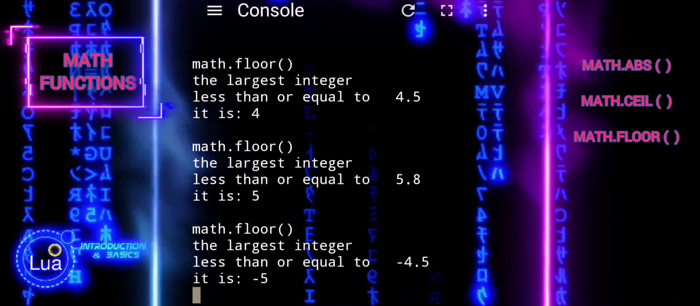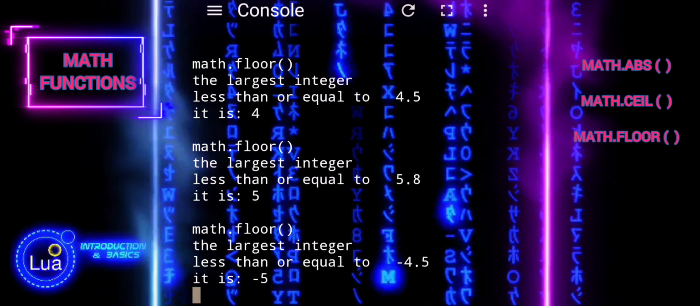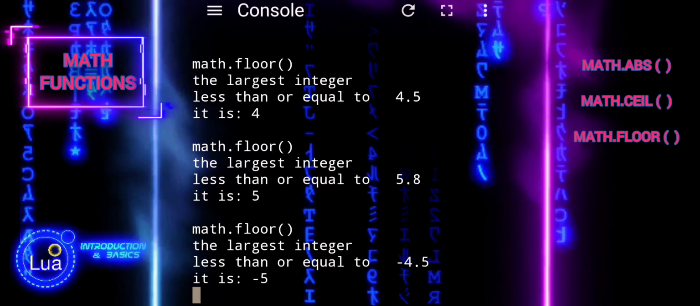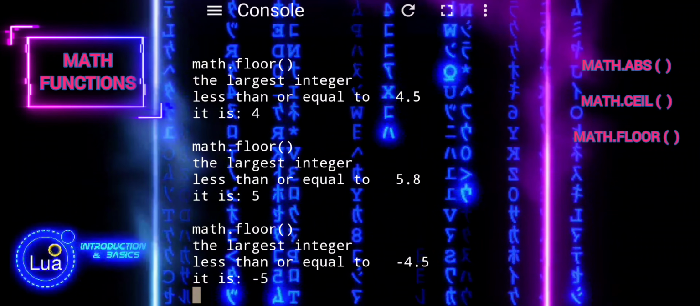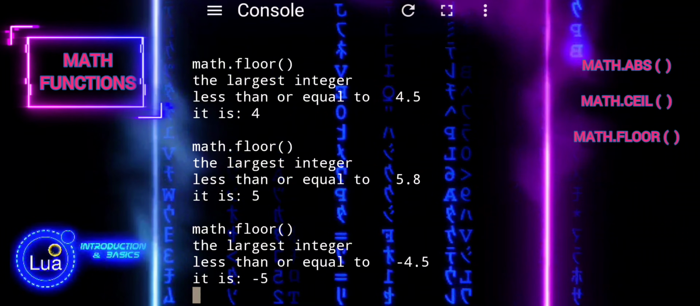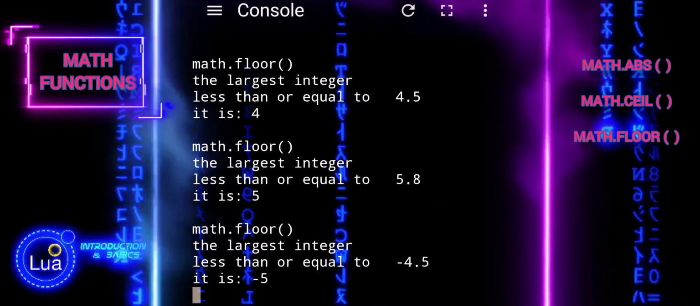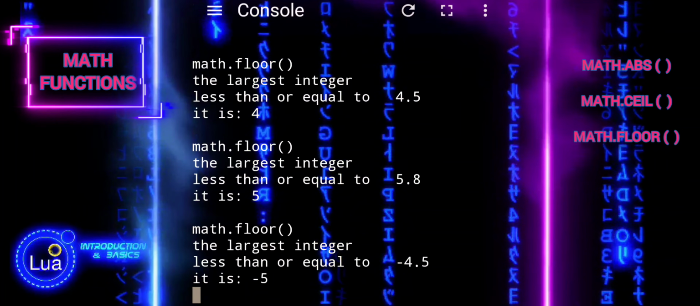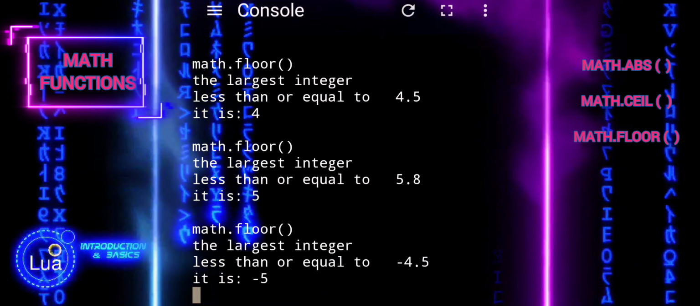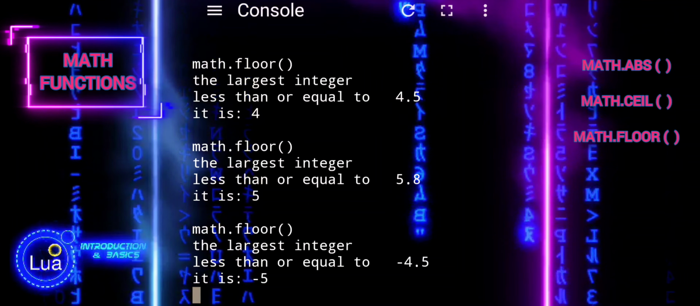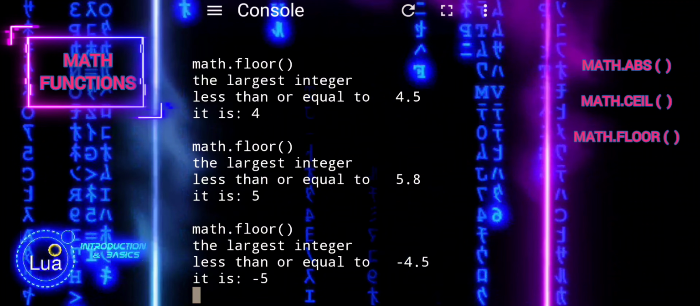Variable z equals -4.5. For negative numbers, math.floor still returns the largest integer less than or equal to the given number. Since z is negative, the result is -5 because it is the largest integer that is less than or equal to -4.5. The math.floor function rounds a number down to the nearest integer. It always returns a value less than or equal to the input number. When dealing with negative numbers, math.floor returns the next lower integer.